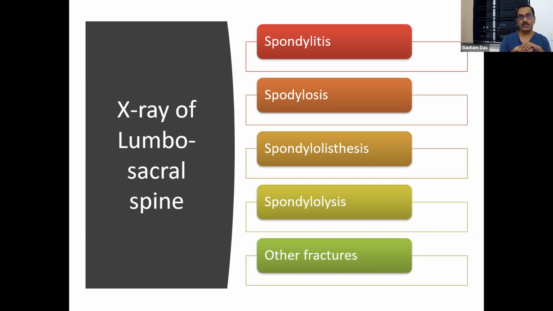Spondylosis can also be diagnosed on X-ray. So what are the features of spondylosis? What is the definition of spondylosis? Spondylosis is degenerative changes of the spine. Which part of the spine? Any or all parts of the spine. It can be your facet joint, it can be your vertebral body. There might be osteophytes, and there will be degenerative changes. All these changes will be there in spondylosis.